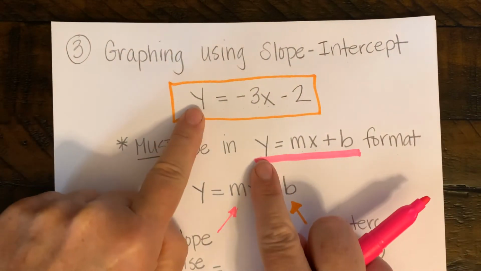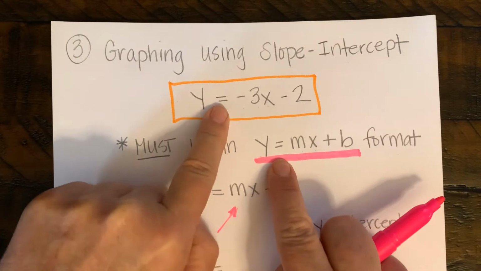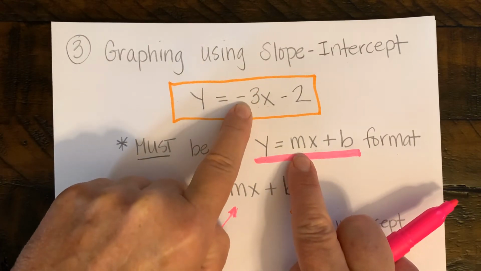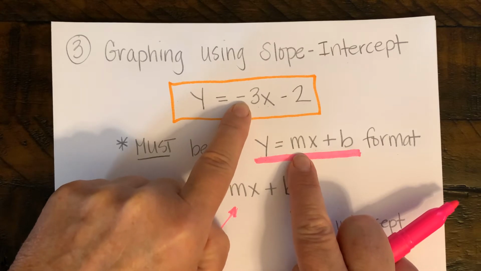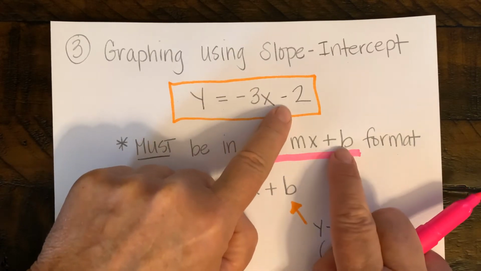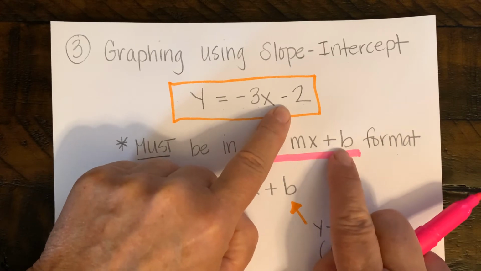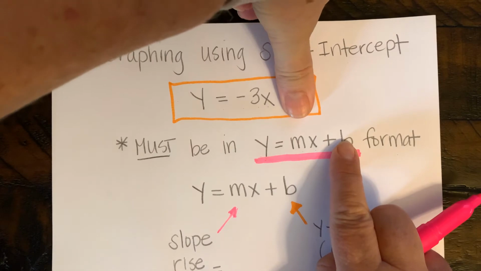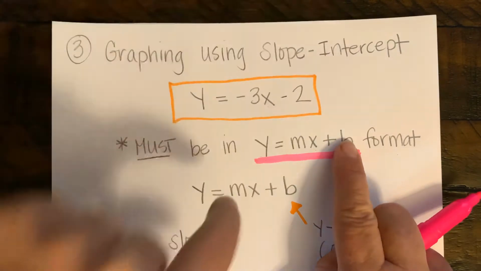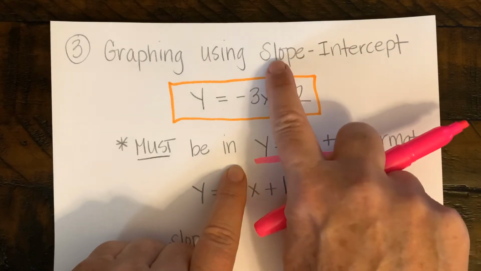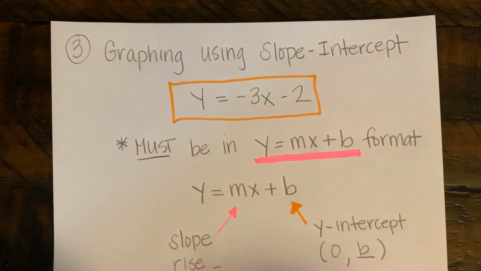So notice that y is by itself. I have the equal sign next. M can be any number. In this case, it's a negative 3. It can even be a fraction. That's okay. Then I have to have my x. And then we have to have some type of plus b. Now, this could actually be 0, and that's okay. But if your equation is not in this format, you cannot graph using slope-intercept form.